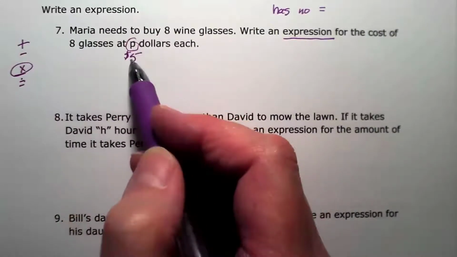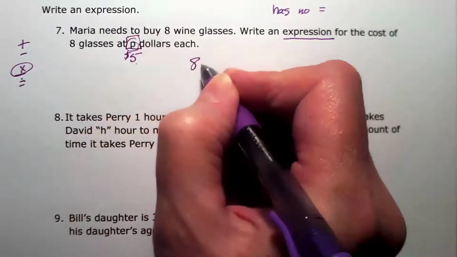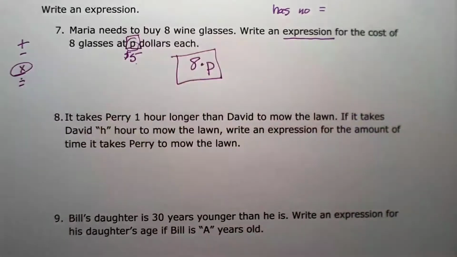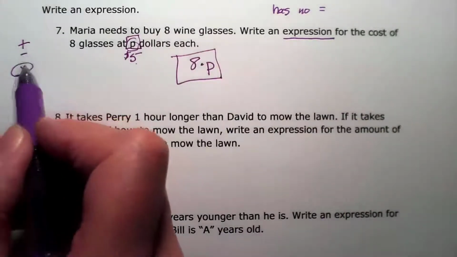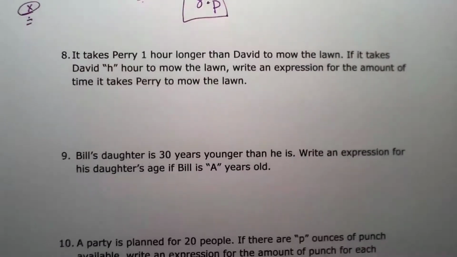So now don't put the 5. Go back to the P. So I have 8 times P. It's as simple as that. I think partly it seems like it should be harder. So really you're going to basically figure out, is this an add, subtract, multiply, or divide problem? And then instead of using 2 numbers, you use a number and a variable. Let's try the next one.